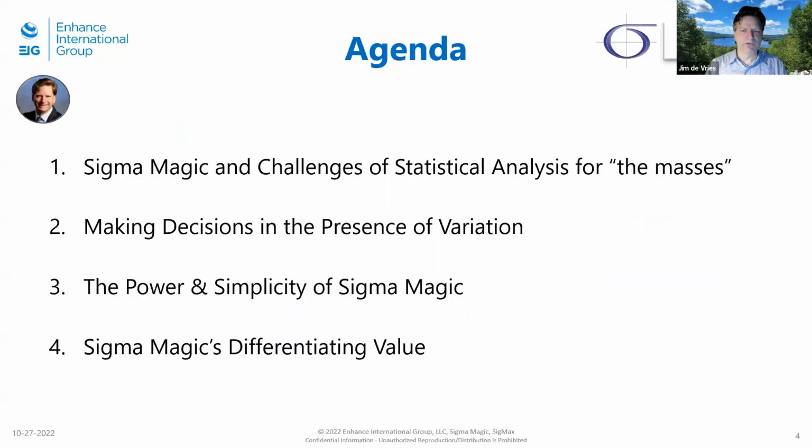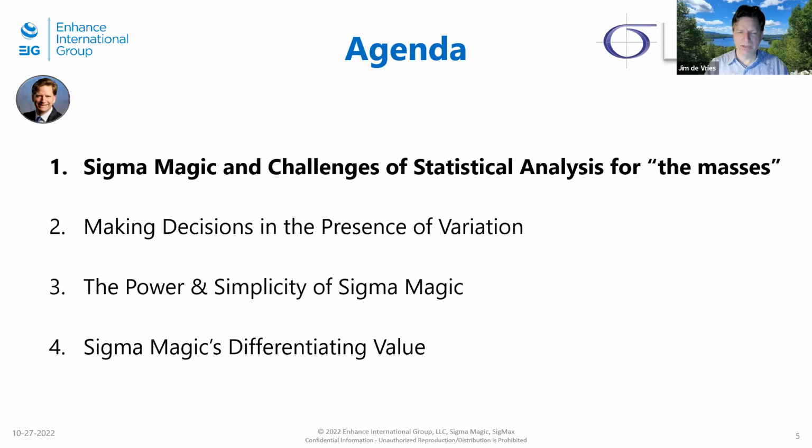With that, we'll get started on the agenda. We have a 4-part agenda. We'll talk about Sigma Magic and the challenges of statistical analysis for the masses. Mark will kick us off there. Then we'll get into making decisions in the presence of variation. And then our third part is the power and simplicity of Sigma Magic. And then Sigma Magic's differentiating value we'll wrap up with. With that, Mark will get us started here with the challenges of statistical analysis for the masses.